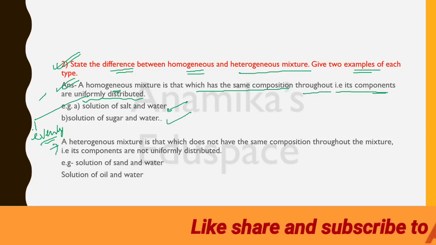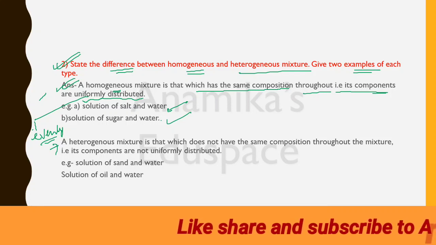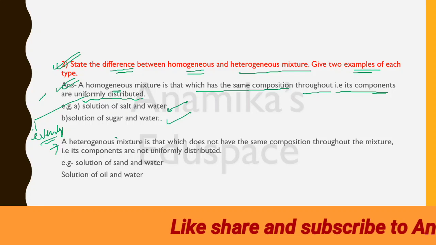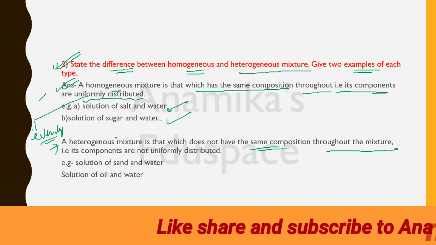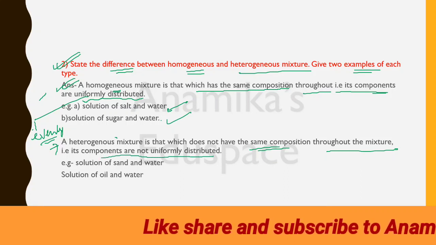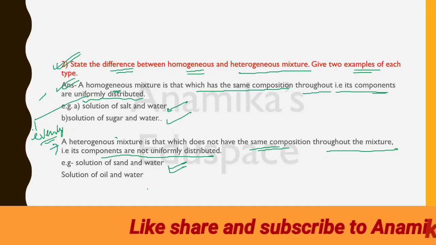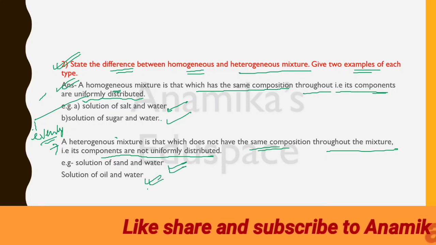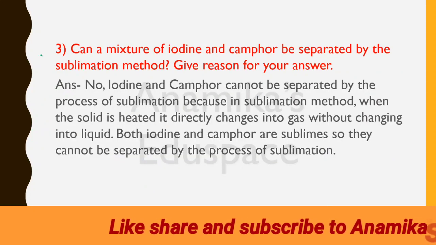Now coming to heterogeneous mixture. What do you mean by heterogeneous mixture? A heterogeneous mixture is that which does not have the same composition throughout the mixture. That is, its components are not uniformly distributed. And the example will be solution of sand and water and solution of oil and water. Clear? Now moving to the third question.